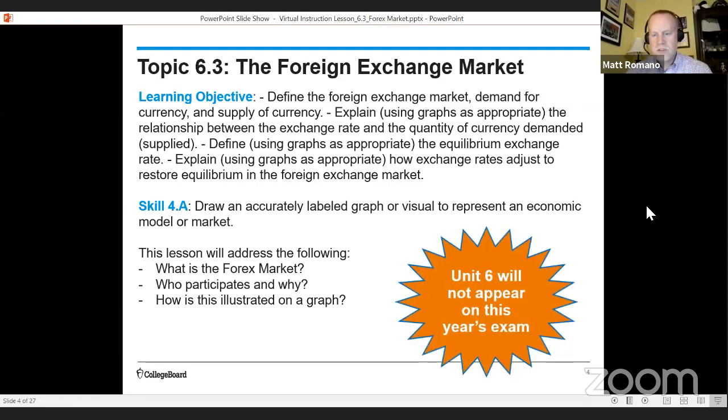And as a reminder, of course, this year, Unit 6 will not appear on this year's exam, but that said, it's still worth learning. And when you jump into intermediate macro, you're going to want to know this stuff. And when you're out there traveling the world and exchanging currencies, you're going to want to know this stuff.